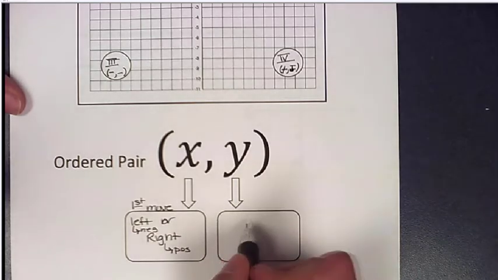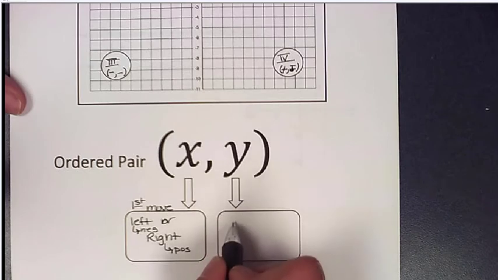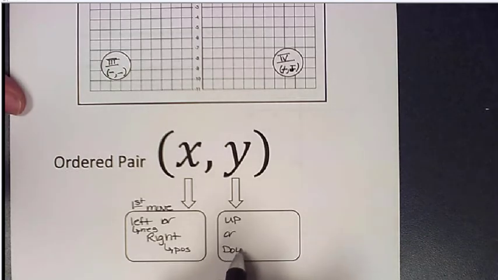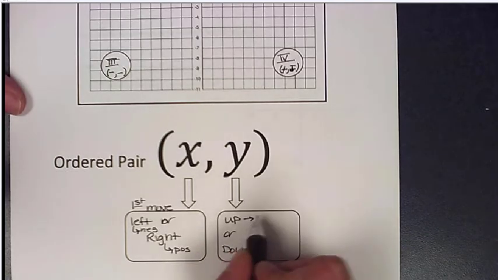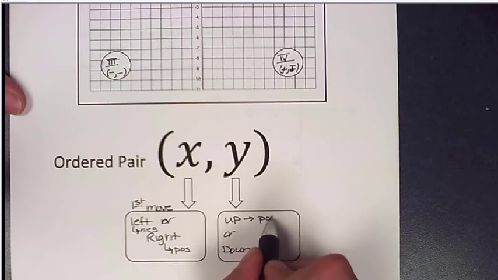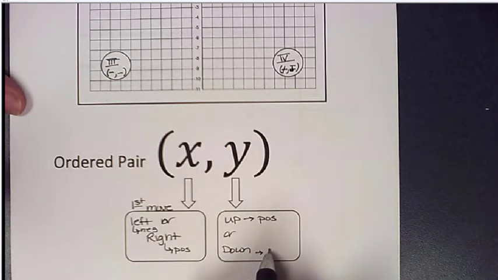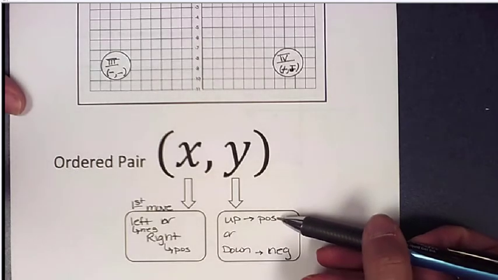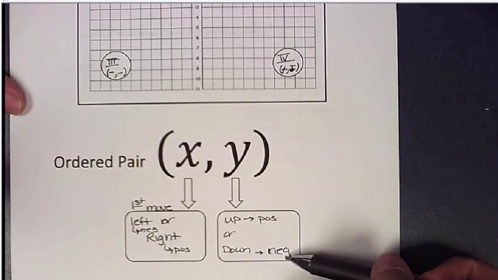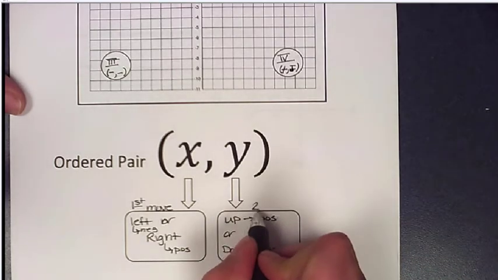Your y value, which is the second value of your point, always moves you up or down. For up we would be positive, and for down we would be negative. So if our y value is positive, we go up. If our y value is negative, we go down, and this is always our second move.